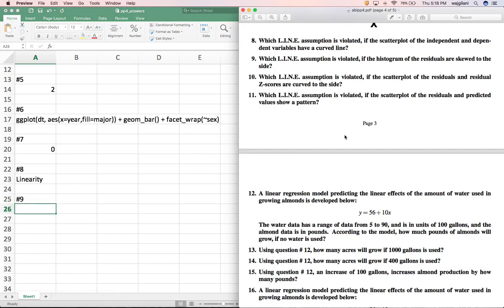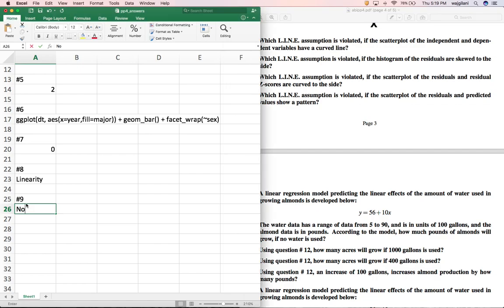Number 9, which line assumption is violated if the histogram of the residuals is skewed to the side? The histogram of the residuals is skewed to one side or the other, right? That is attacking normality. Remember, we use 2 graphs to look at normality. That is one of them.